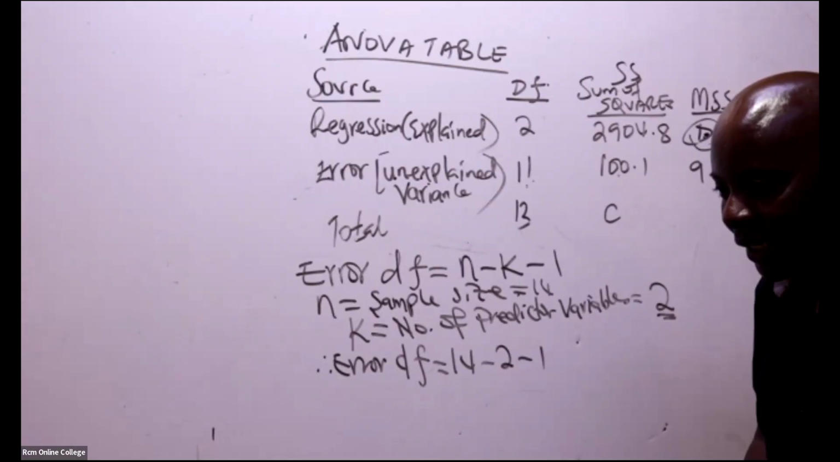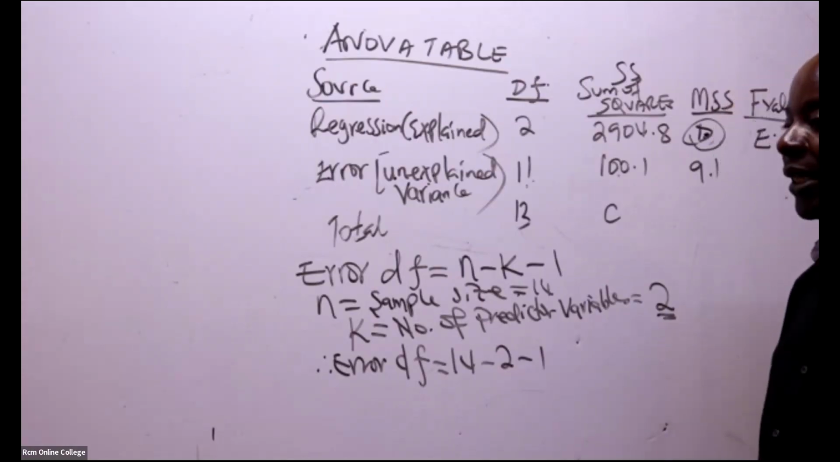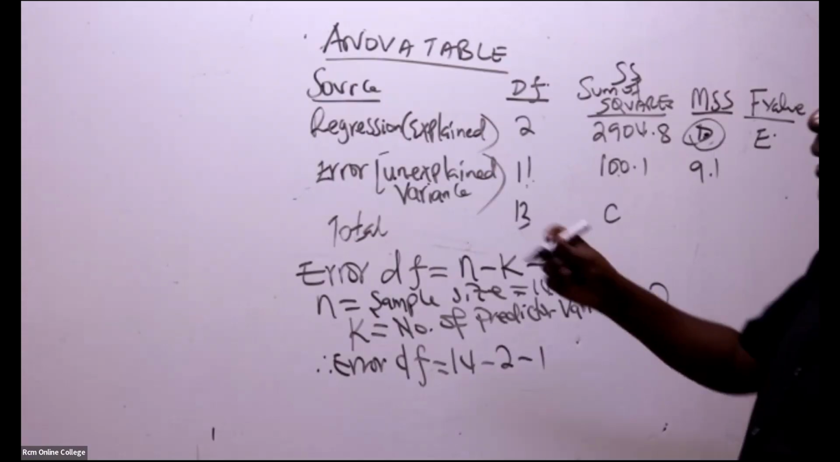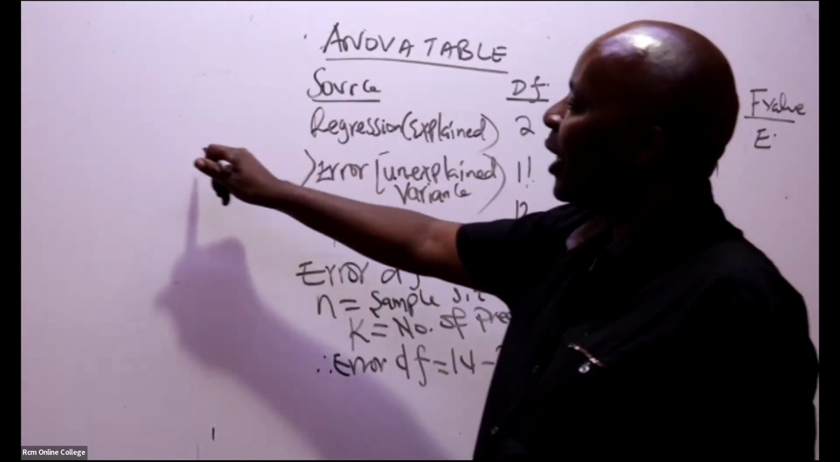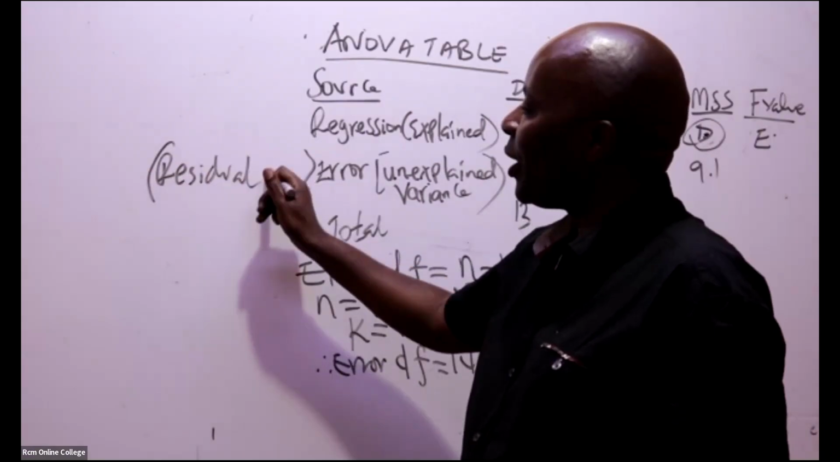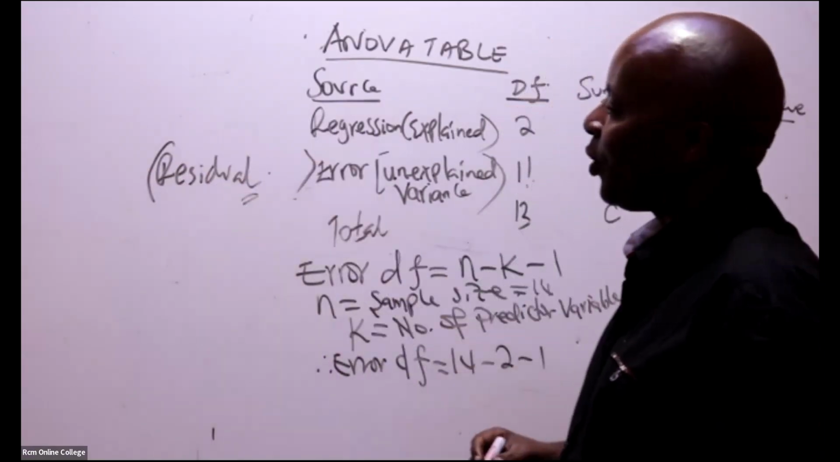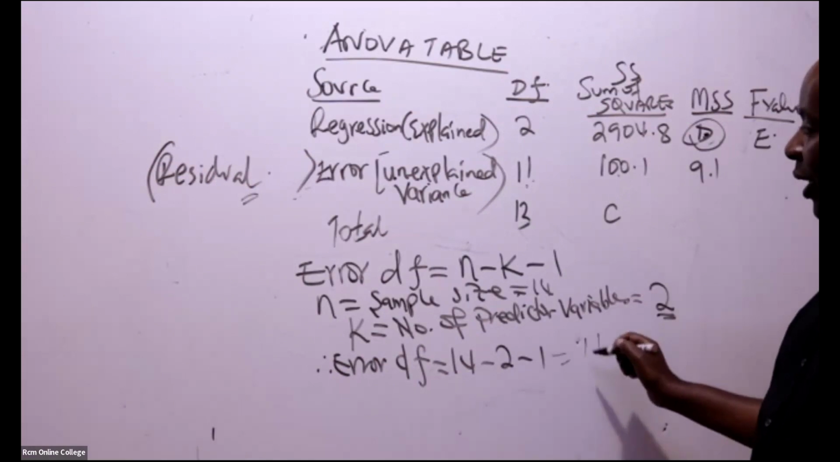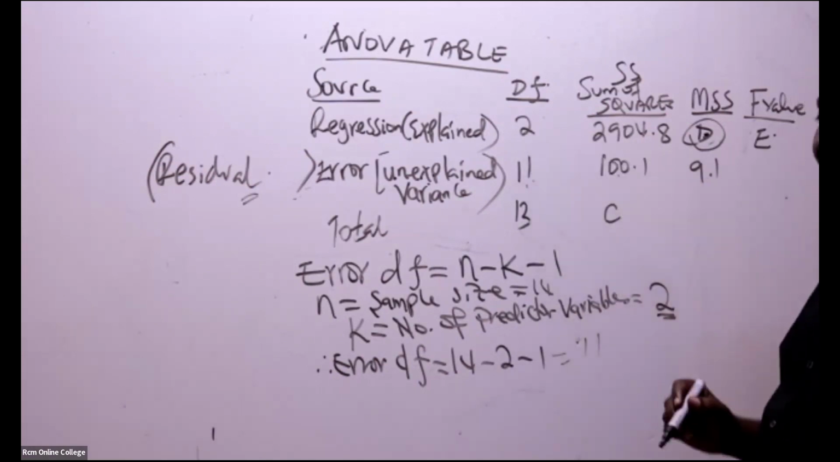Thank you so much, Nancy. Yes, error is the same as the residual degrees of freedom. You guys are very, very bright. Residual. Remember, residuals are not good; these are errors. So this one here gives me 11. That's how they got 11.